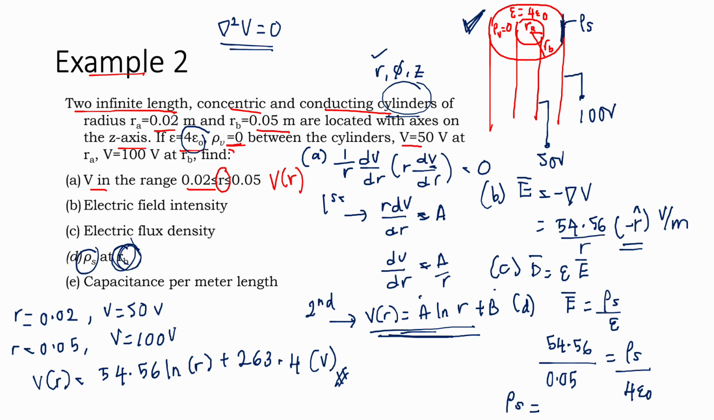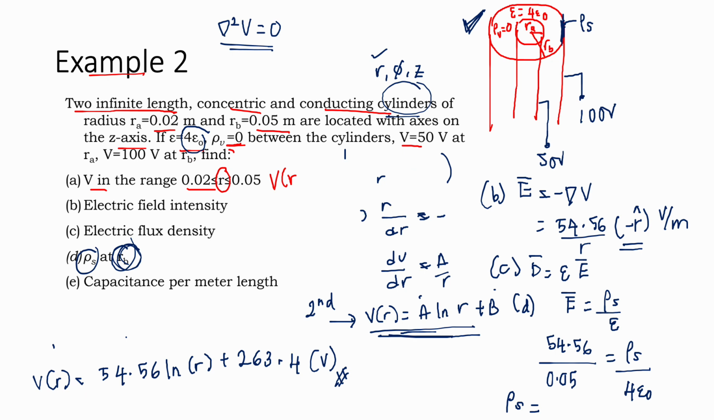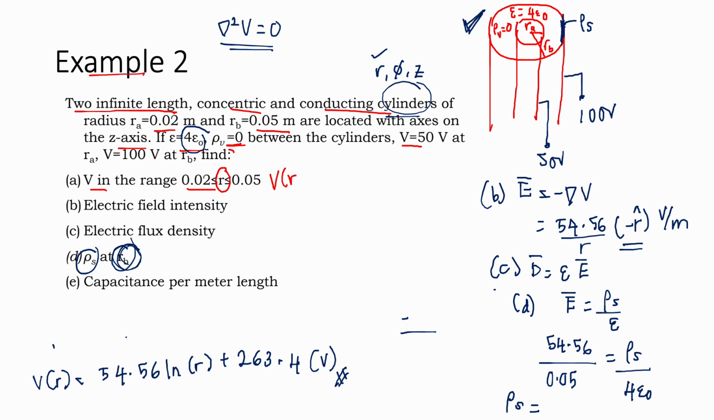Right, so please allow me to erase some of the writing here so that I can have space to write for E. So I erase this here. Now I have some space, and this is the answer for D.